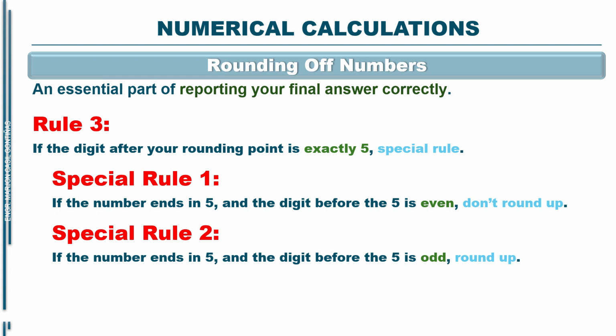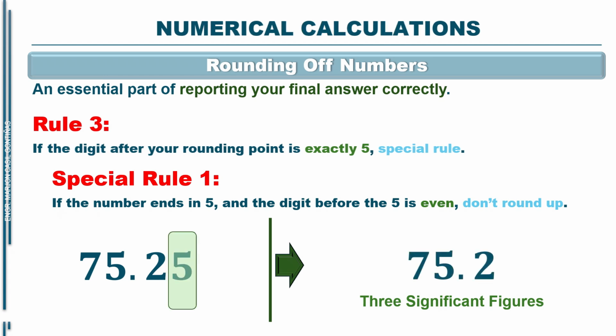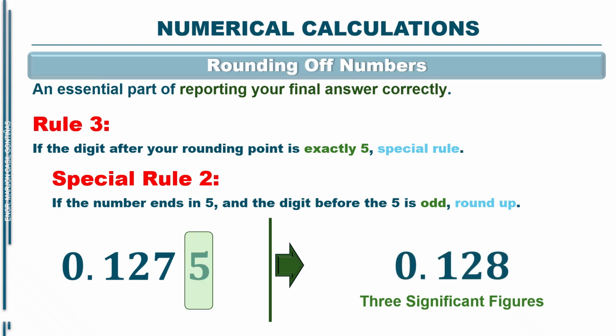If odd, round it up. Examples. Round off 75.25 to 3 significant figures. The 2 before 5 is even. It becomes 75.2. Round off 0.1275 to 3 significant figures. 7 is odd. It becomes 0.128.